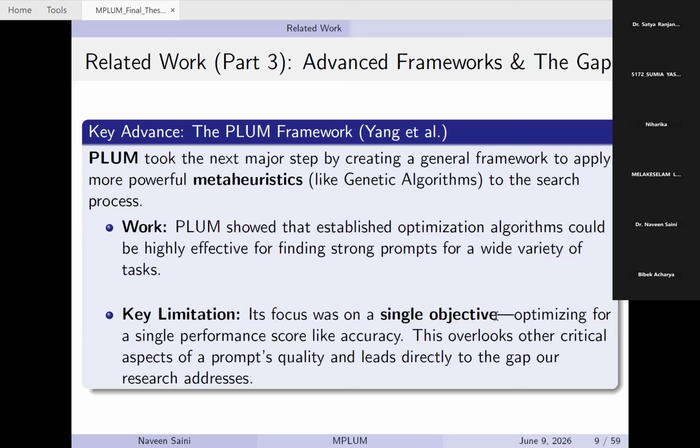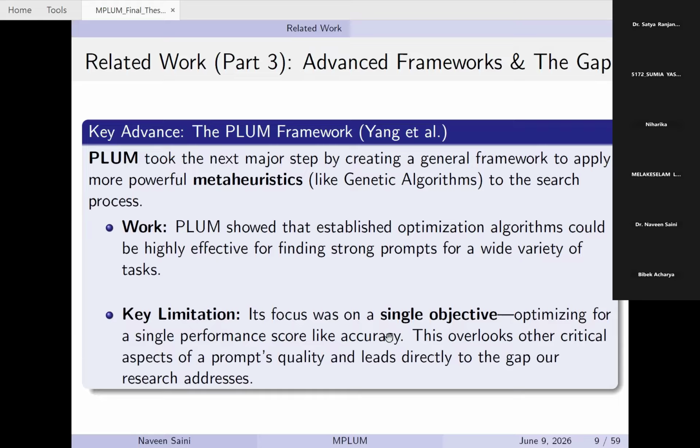In a search problem, the objective is very, very important. It depends on what objective we want to use to find the best prompt, and the PLUM algorithm was utilizing only a single objective. For example, in the prompt, we want it to be grammatically correct, not ambiguous in nature, and not noisy. There are different perspectives to measure a single prompt, and PLUM uses only one perspective instead of all of these.